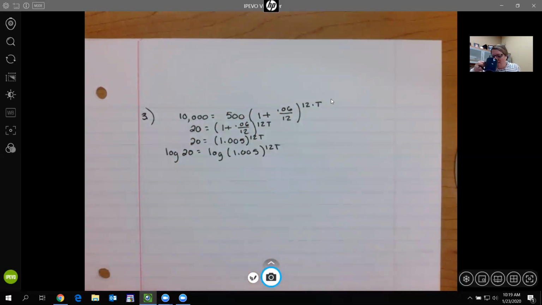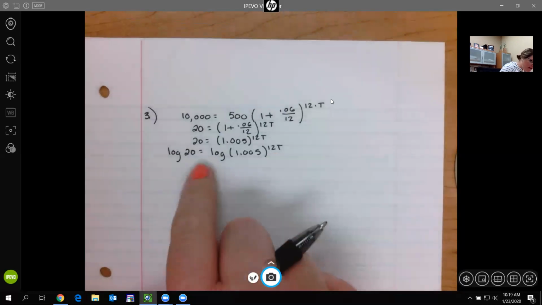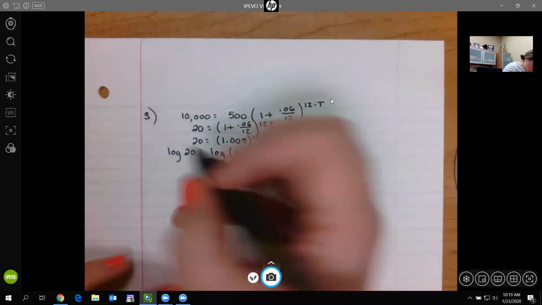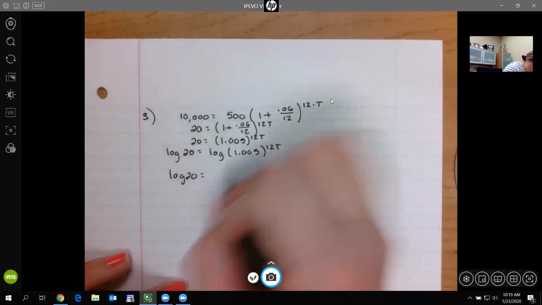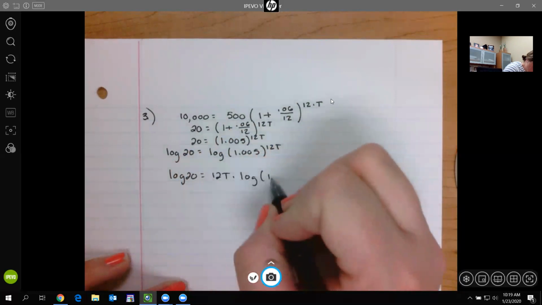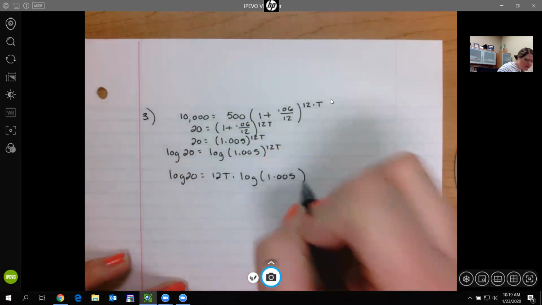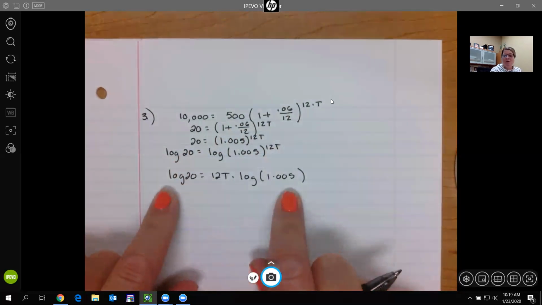And what that log allows us to do is bring our exponent down. Okay, so now I'm going to be able to bring this exponent in front. So I'm going to keep this log of 20 over here, not base 20. And then now I'm going to have 12t times log of 1.005. So now these are all just numbers, so I can solve for t.